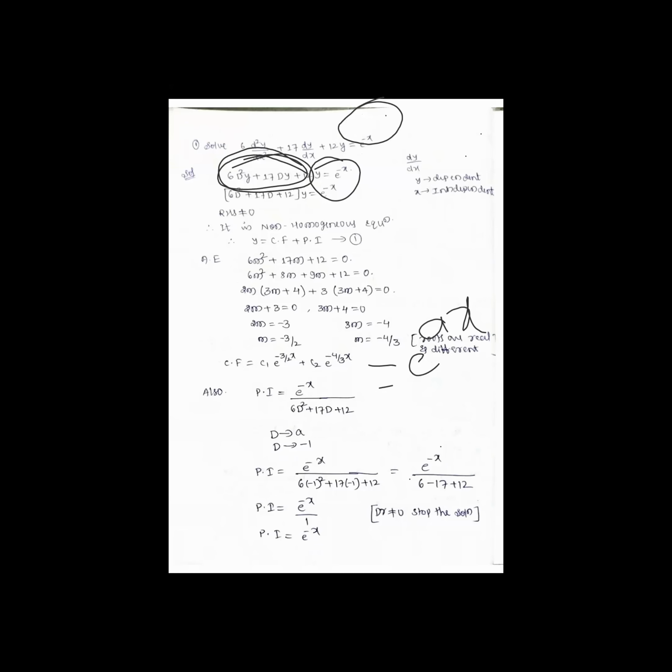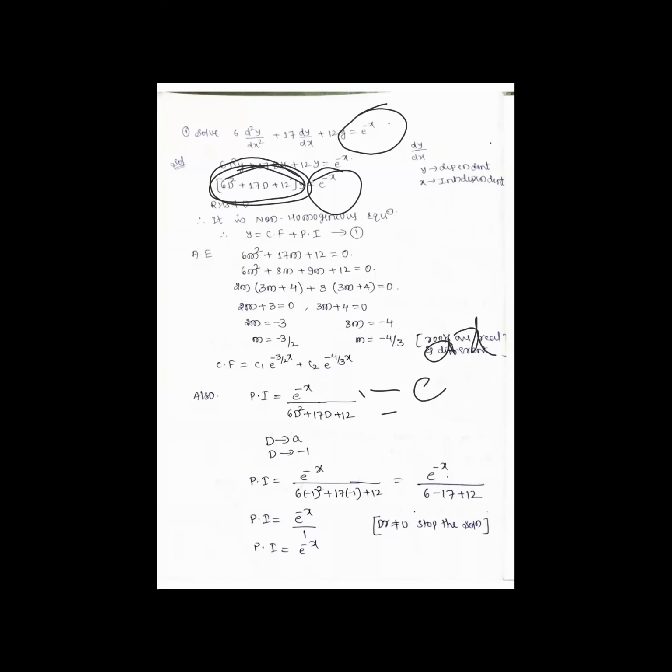So you can see this entire thing looks like e^(ax) divided by f(D). I told you that whenever e^(ax) divided by f(D) comes, it looks exactly like this. The coefficient of x is called a. So a is -1 here.